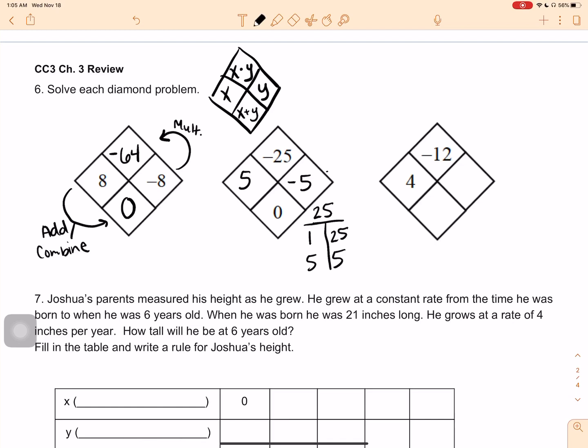Okay? So again, we multiply these two to get the top, and then we add these two, or combine them, to get the bottom.